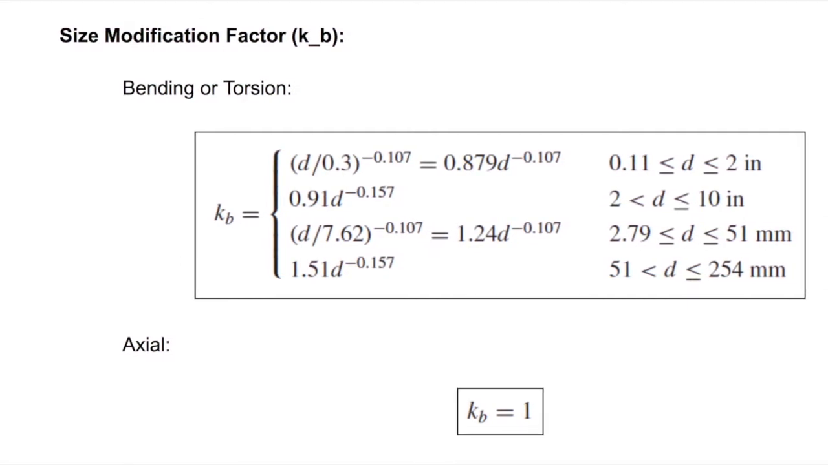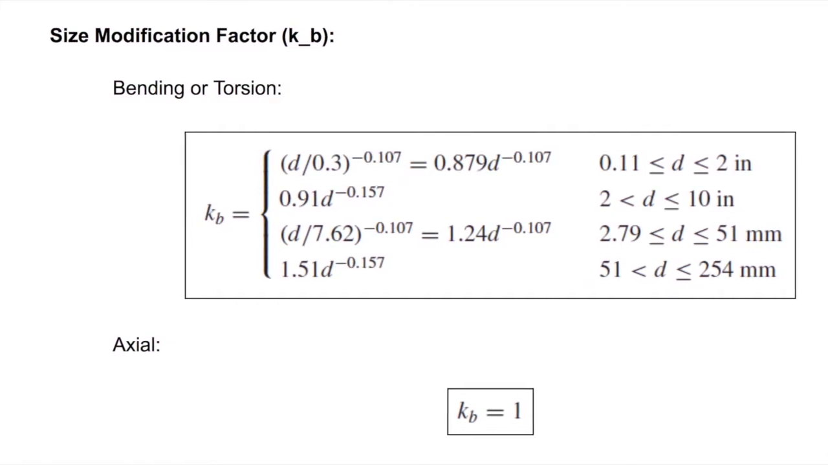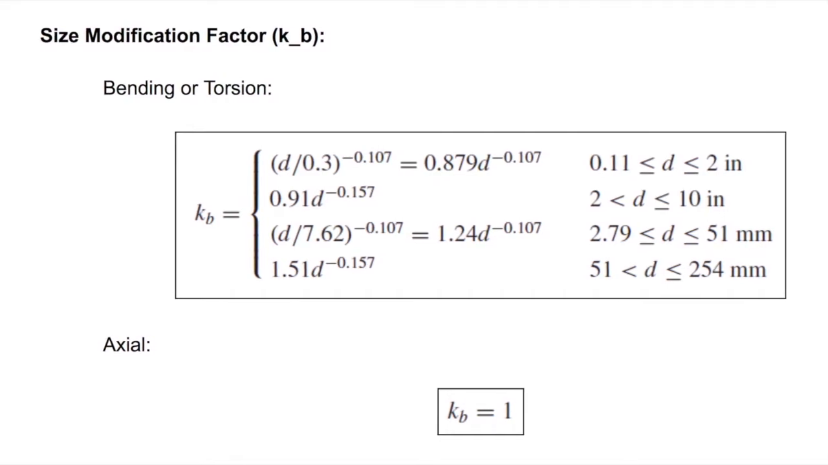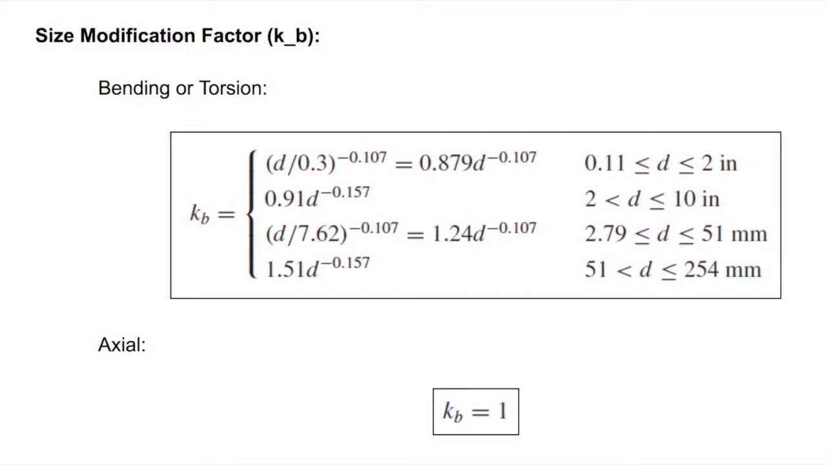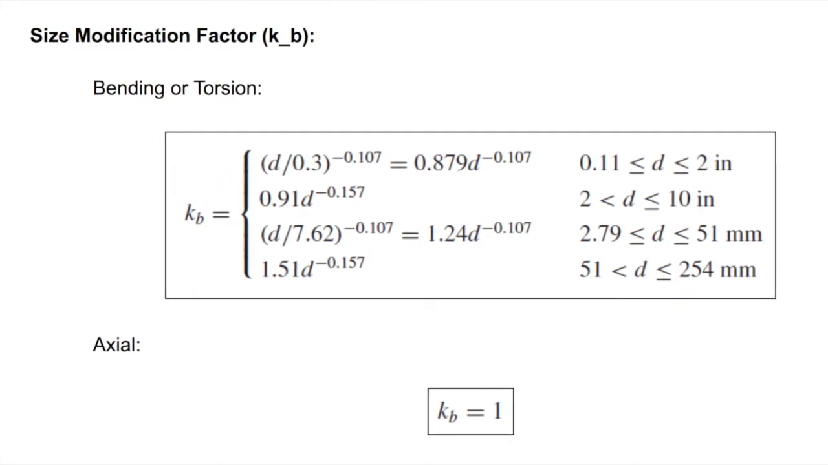The size modification factor K sub B accounts for differences in sizes of the component. If it undergoes axial loading, let K sub B equal 1. For bending and torsional loads, use the diameter of the component to calculate K sub B. These equations apply to circular components and are only valid for diameters between 0.11 and 10 inches.